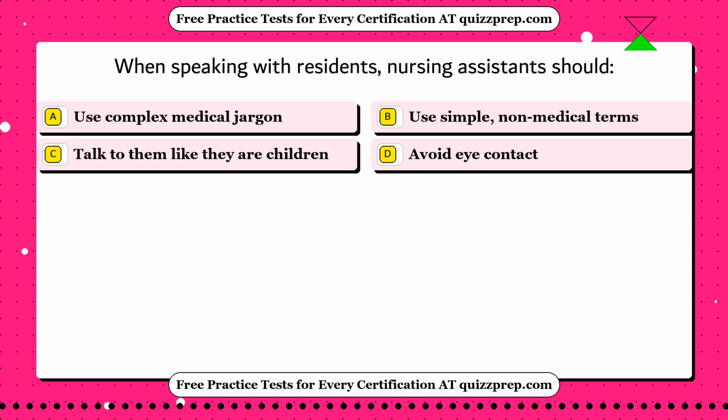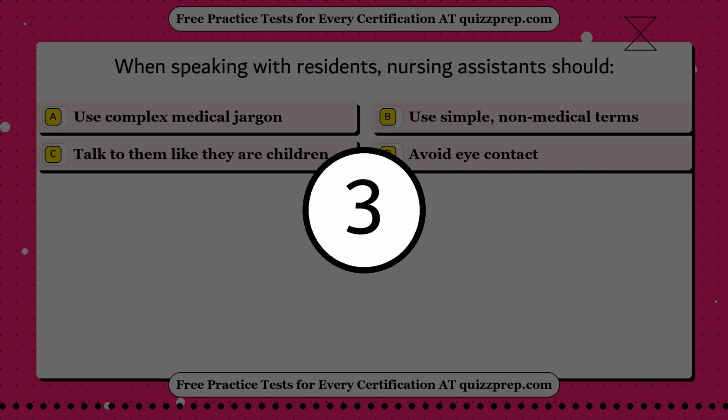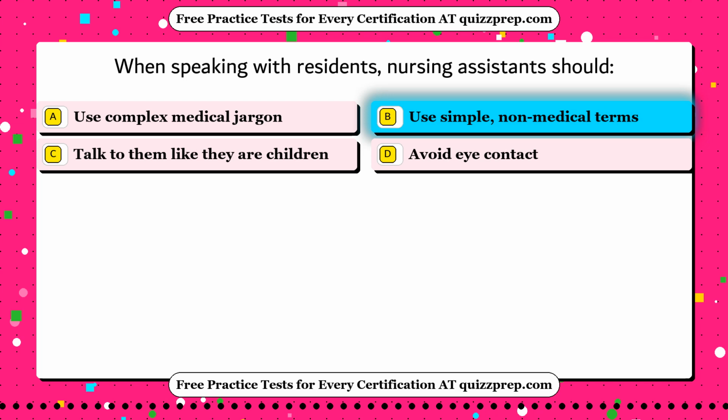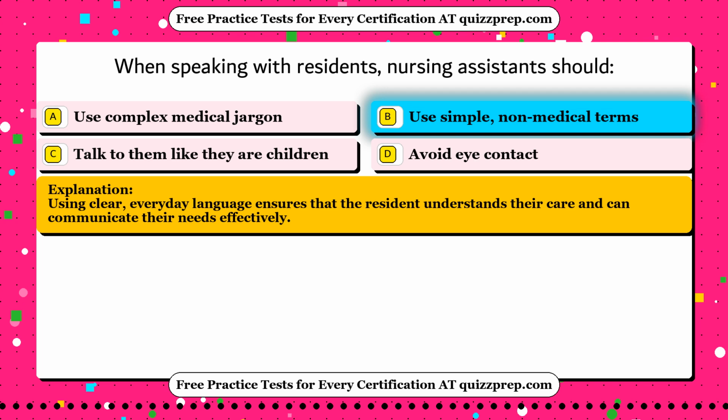Question 68. When speaking with residents, nursing assistants should: Option A, use complex medical jargon. Option B, use simple, non-medical terms. Option C, talk to them like they are children. Option D, avoid eye contact. The correct answer is option B, use simple, non-medical terms. Using clear, everyday language ensures that the resident understands their care and can communicate their needs effectively.